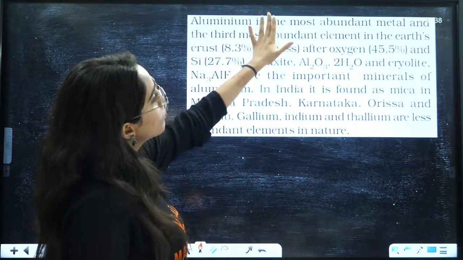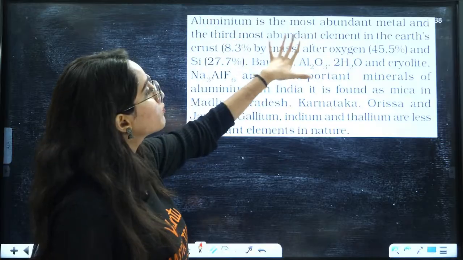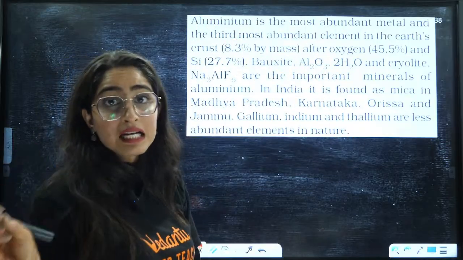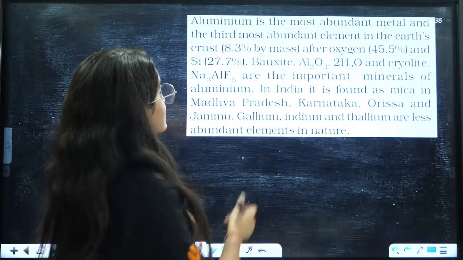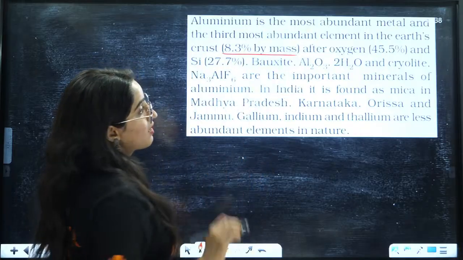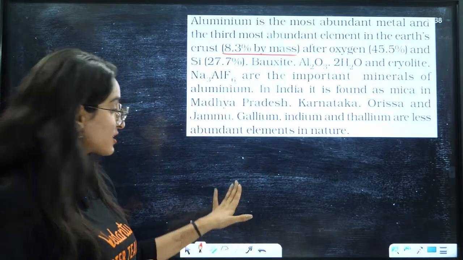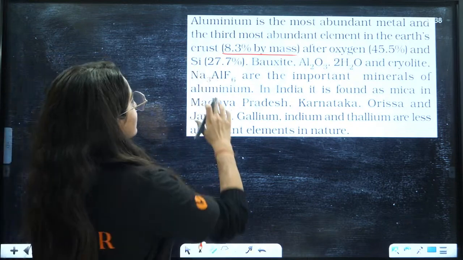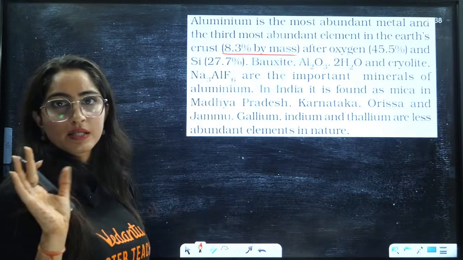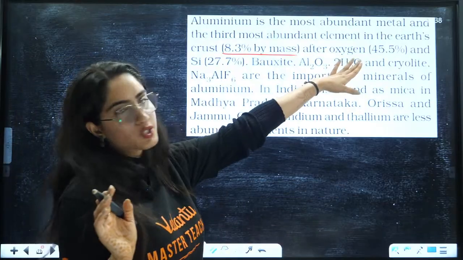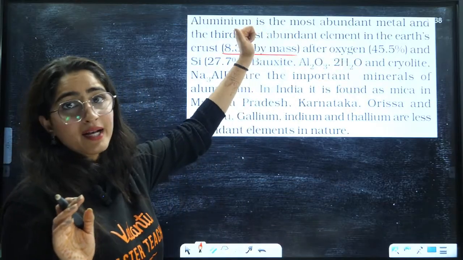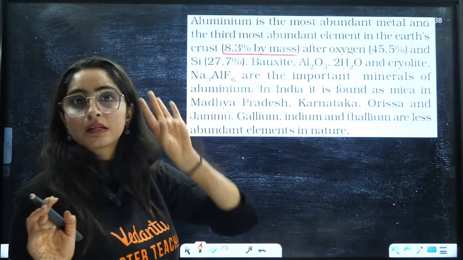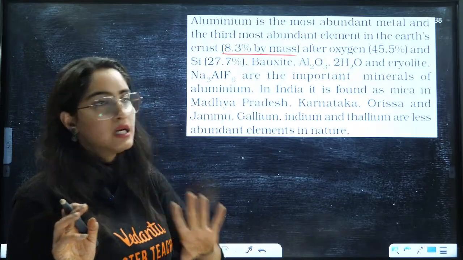So aluminium is the most abundant metal and the third most abundant element in the earth's crust, at 8.3% by mass, after oxygen, which is the most abundant element, and silicon at 27.7%. Firstly oxygen is very abundant, silicon is very abundant, then you have aluminium as the third most abundant, and the most abundant metal.